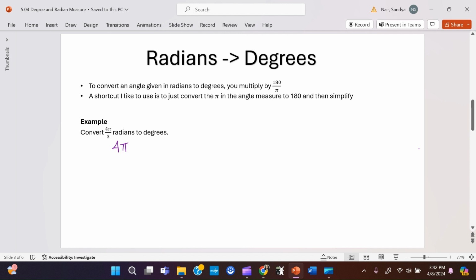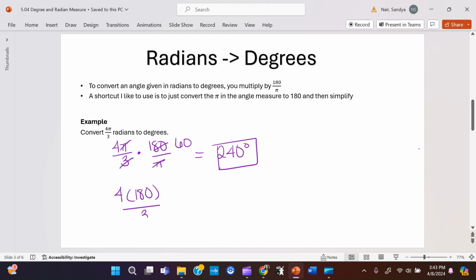If you want to multiply by 180 over pi, you're going to take 4 pi over 3 and multiply by 180 over pi. So what will happen here is the pi will cancel, and then 3 will go into 180 60 times, so we can just reduce that. So we have 4 times 60, that's all we have left, and so we have 240 degrees. If you want to use the shortcut, which is what I like to do, I just take 4, and then instead of pi, I'm going to turn that into a 180, and I'm going to put that over 3. So you can see 180 over 3, well, that's going to reduce. So we have basically the same thing, 4 times 60, which is 240 degrees.